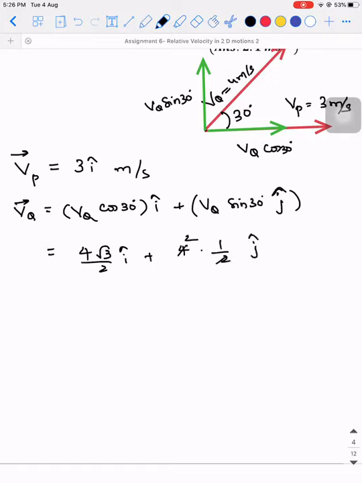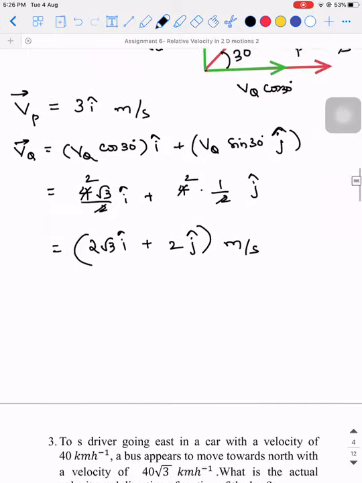So this and this will get cancelled. This and this will get cancelled. So 2 root 3 i cap plus 2 j cap. What is the unit? Meter per second. Now will I be able to calculate the relative velocity?